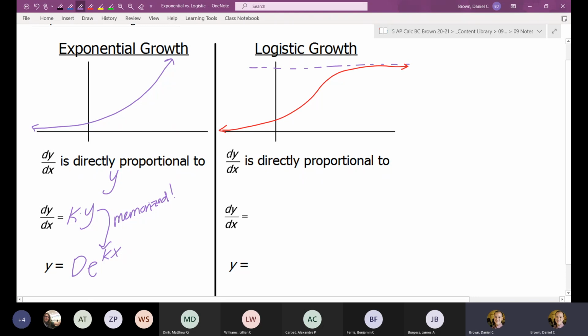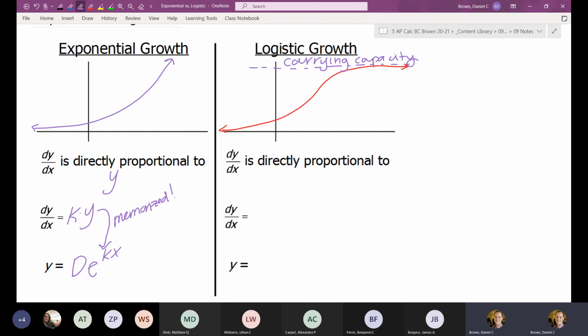To introduce some vocabulary, you might recognize this from science. That maximum value is called the carrying capacity. It's basically the maximum value allowed. We're typically going to be talking about a population when this occurs.